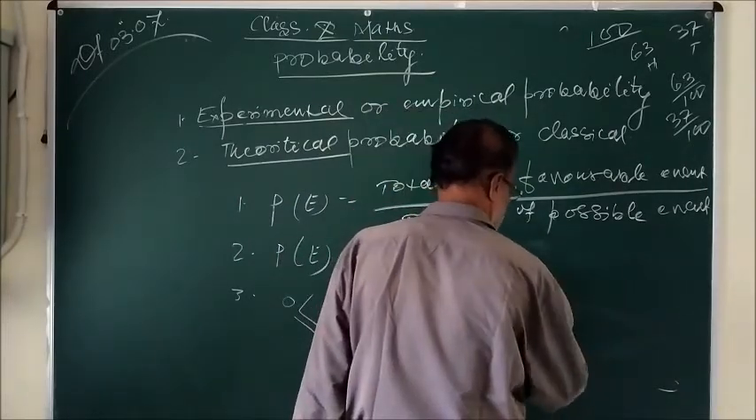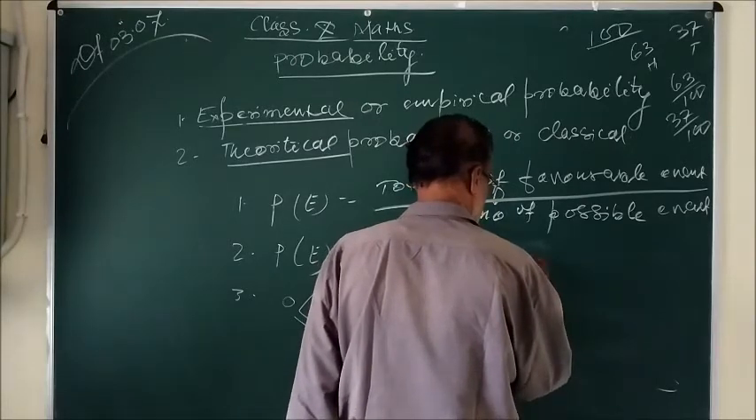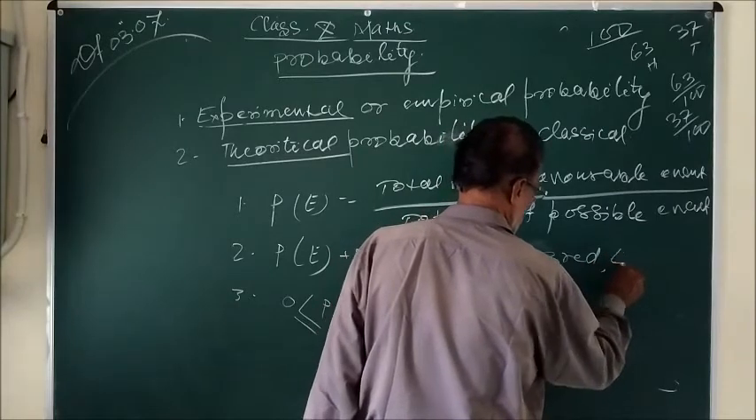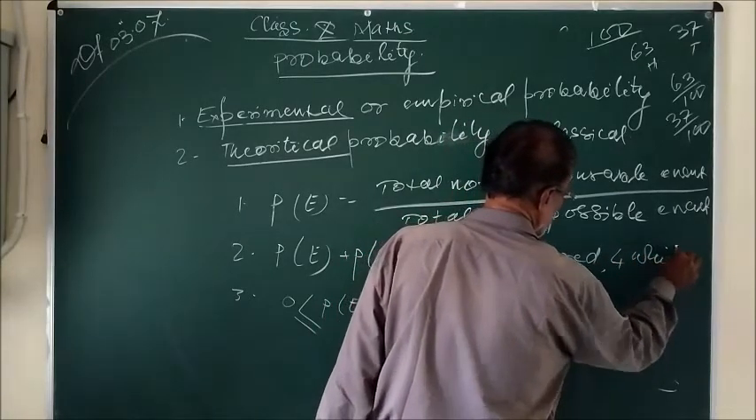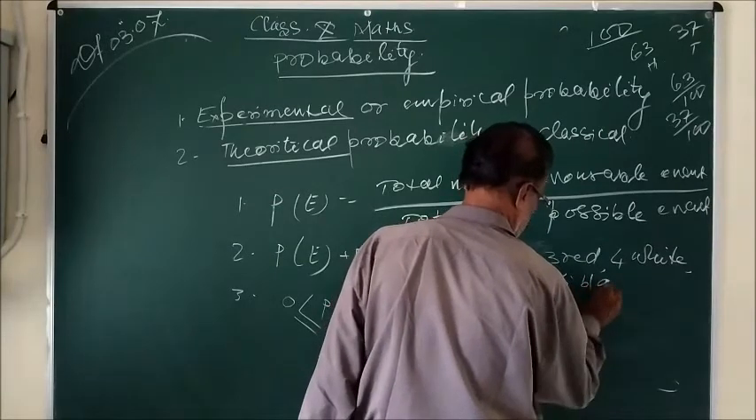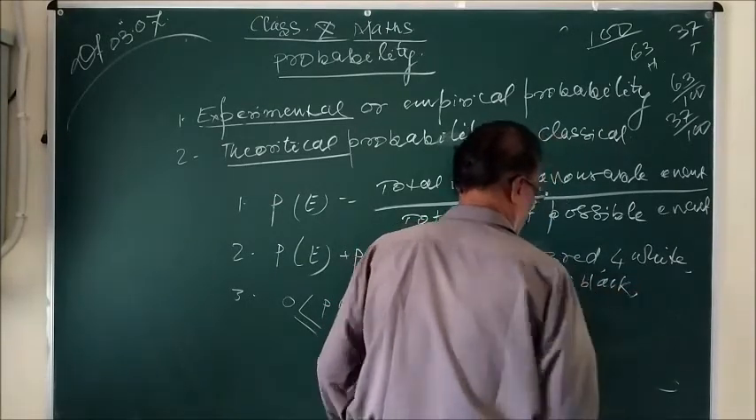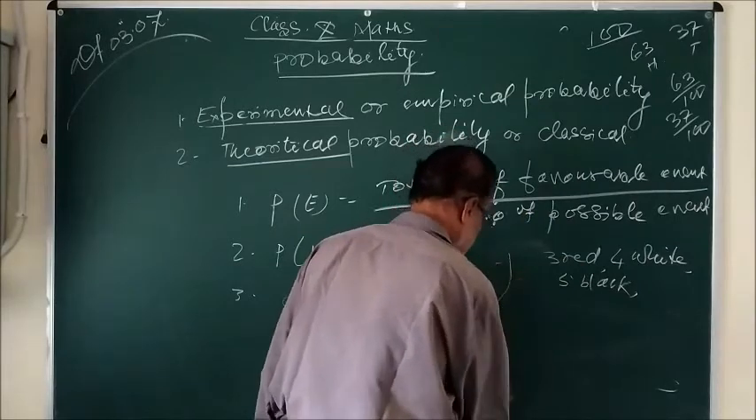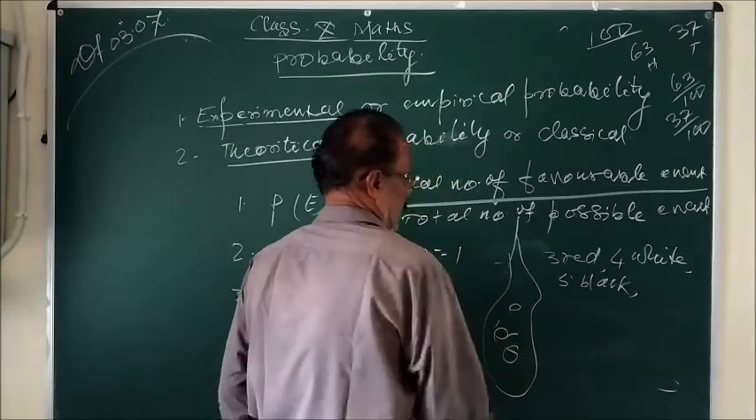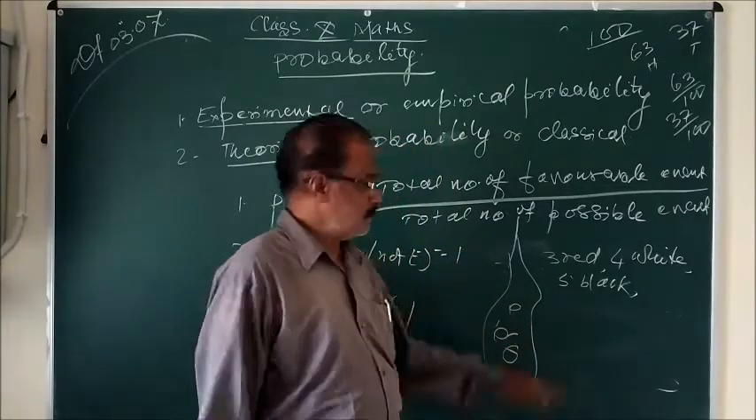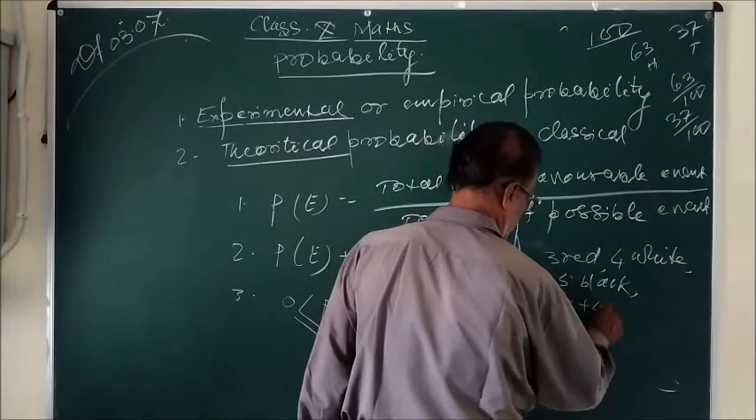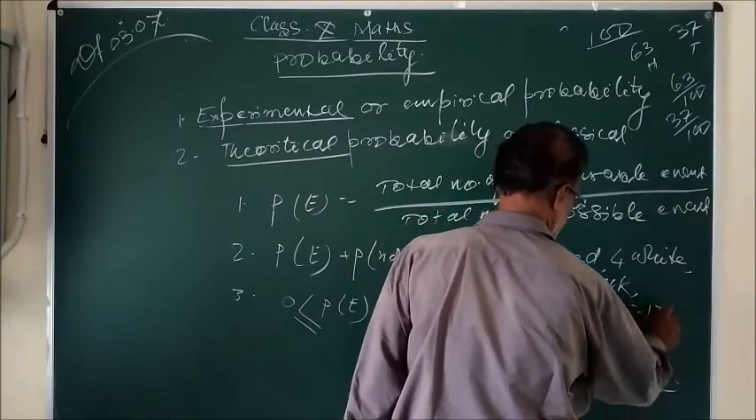Suppose a coin is tossed, and now you see, suppose 3 red balls, 4 white balls, and 5 black balls. These balls are put in a bag. Now, if I ask you what is the probability of a red ball, the total number of balls is 3 plus 4 plus 5, this will be 12.